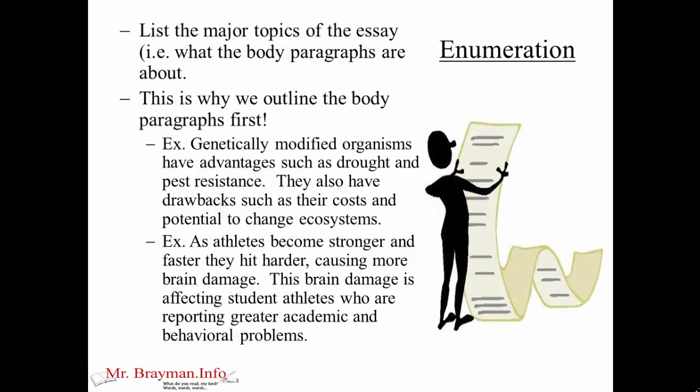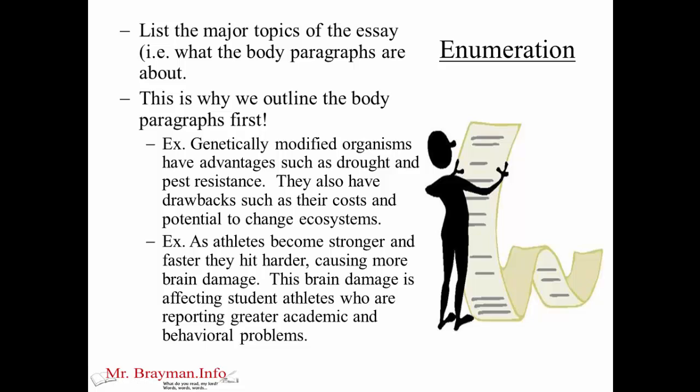All right, so the next thing we're going to do is write our enumeration. And this is where we list the major topics of the essay, in other words, what the body paragraphs are about. What we do here is list off or number off, first, second, third, fourth. We number off the main ideas of that paper, right? In fact, the root word of enumeration is the word for number or numeral. And so this is why we outline the body paragraphs first.